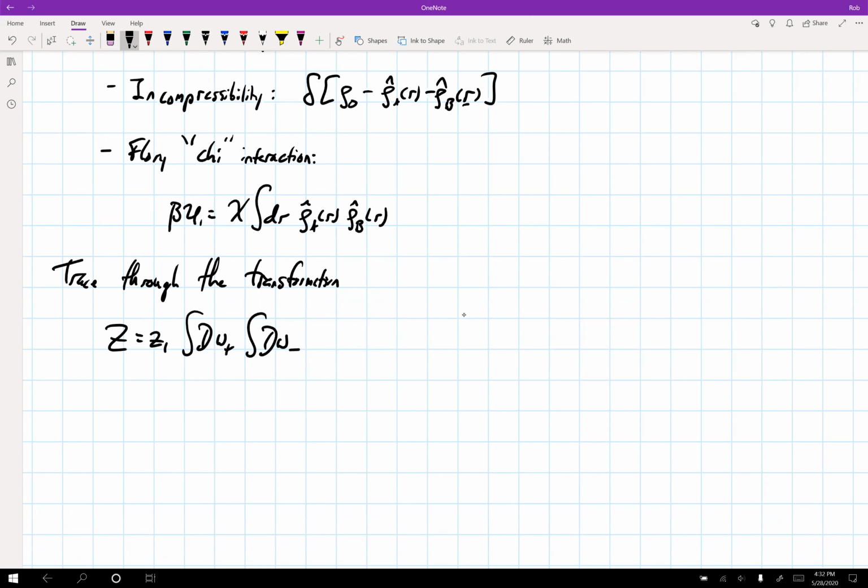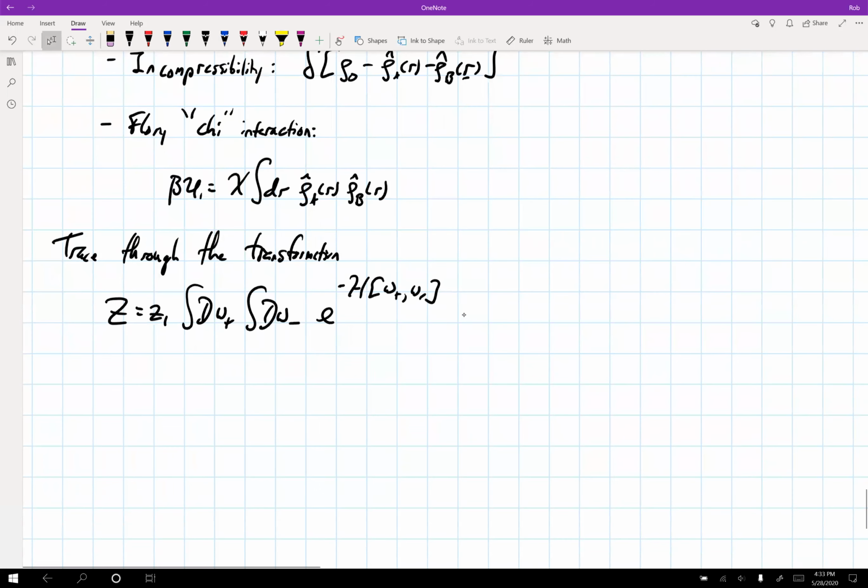Right, so we end up with one field that's conjugate to the total density, and that comes from the incompressibility constraint. The other field is conjugate to the difference in the density between rho A and rho B, which we worked through last time, e to the minus H of W plus, W minus, and our Hamiltonian is 1 over chi integral dr W minus of r squared minus I rho naught integral dr W plus of r minus nd.